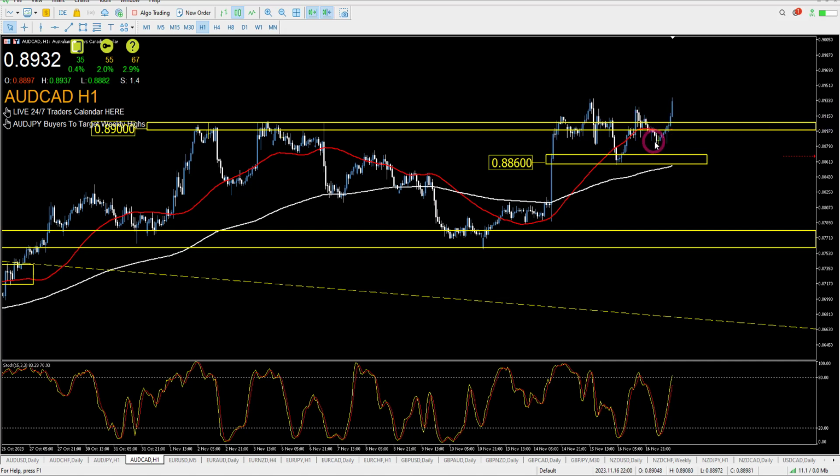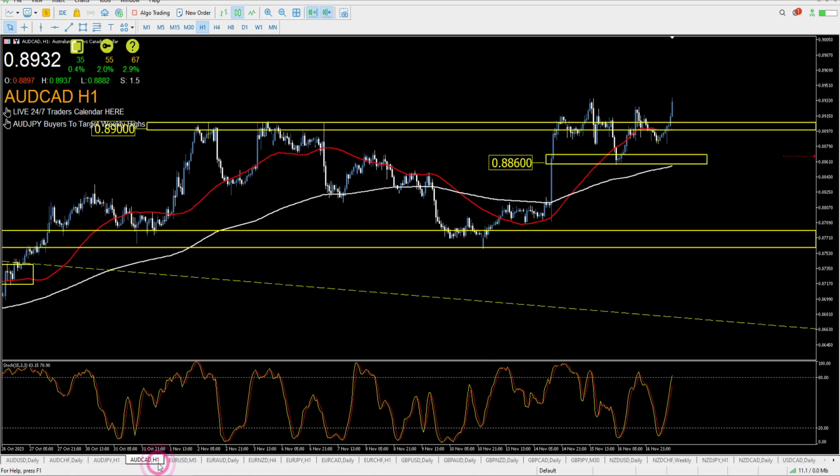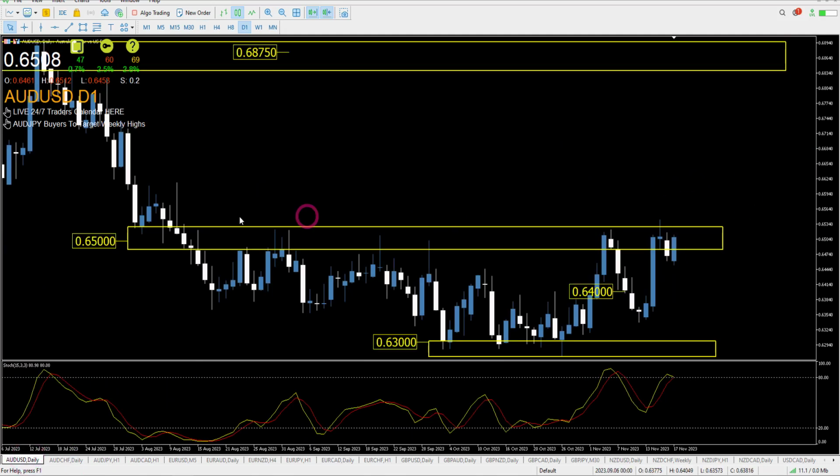So unfortunately for us, we didn't manage to jump on the back of this one. Obviously we have Kiwi CAD, so hopefully Kiwi CAD can follow in the same sort of footsteps as Aussie CAD, if it does continue to push to the upside there. The other market of interest is Aussie US dollar. I'm not really interested in this market. The only reason why I'm not interested is because of where price is on the daily chart.